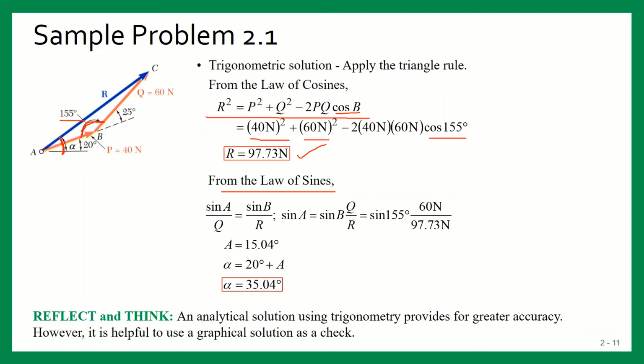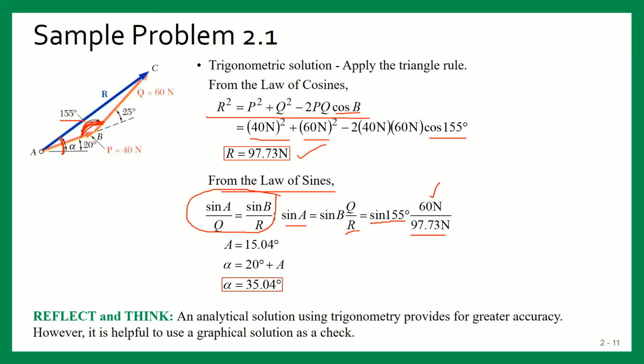So sine B is this. You have just calculated 155 degree. Then Q is 60 Newton. We already know this. And R, this we have just calculated 97.3. So from this equation, you can calculate sine A.